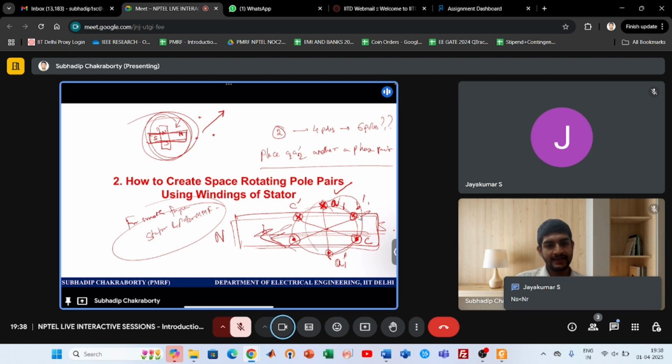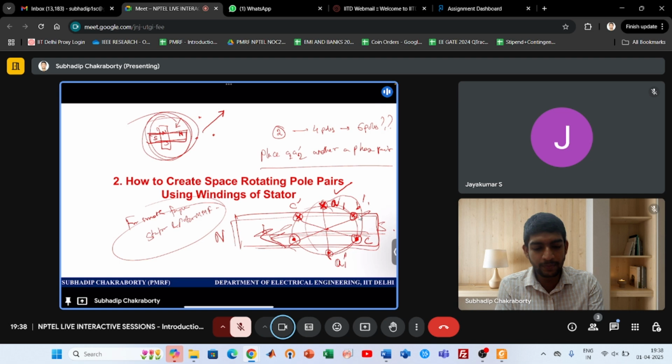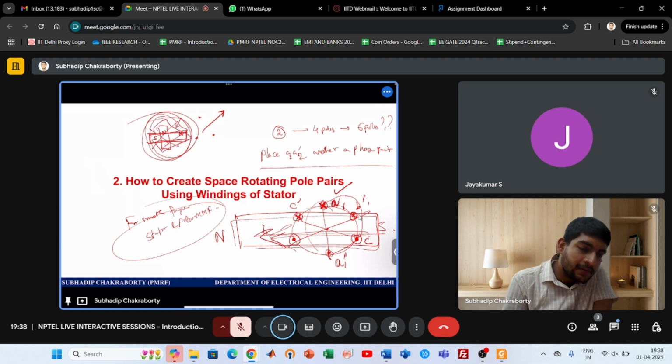No, NS less than N are okay. But what is the constraint that must be imposed? Is there any constraint? I can go on doing like this, increasing the number of A2, A3, A3 dash, A4, A4 dash. I can go on increasing the pole pairs, right? But is there any constraint from the rotor side? From the design perspective, rotor side, any constraint?